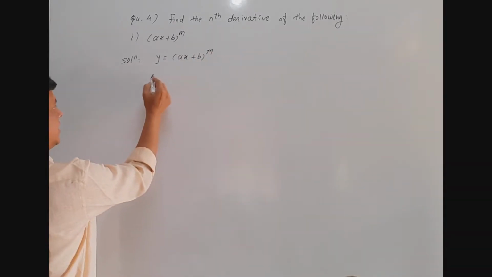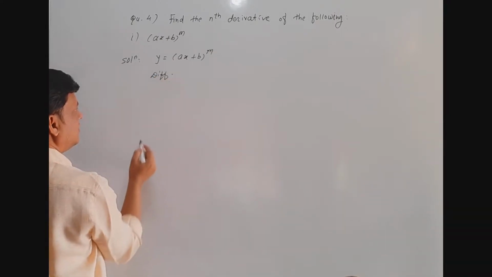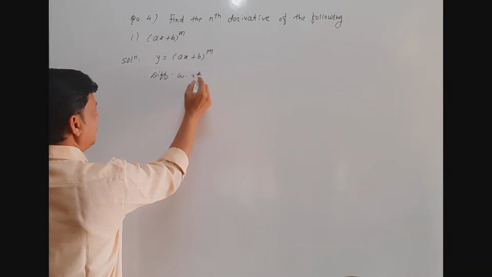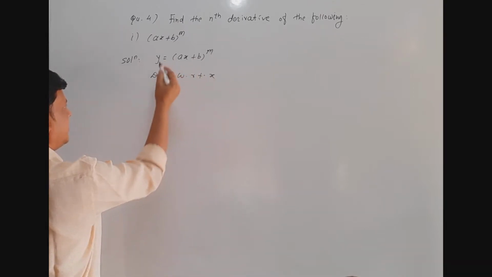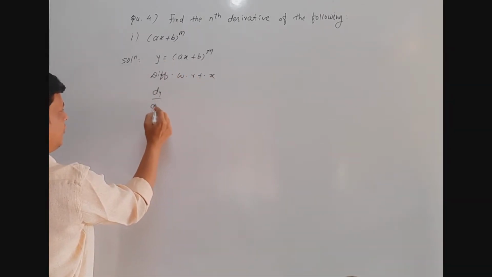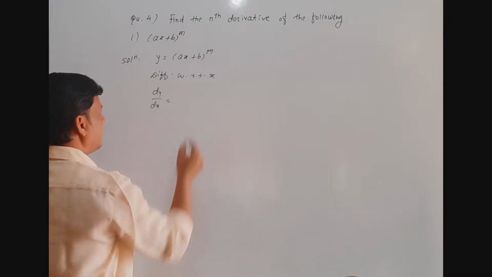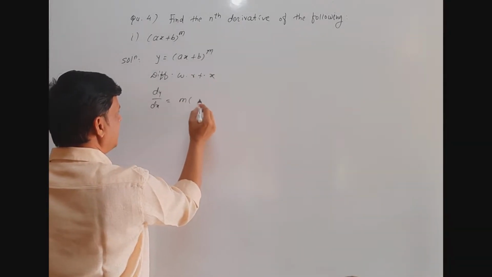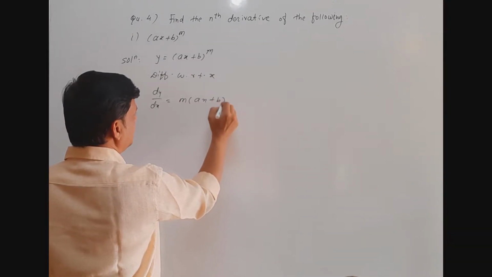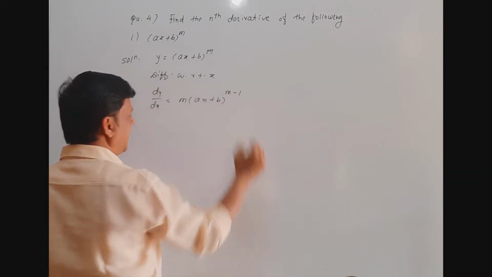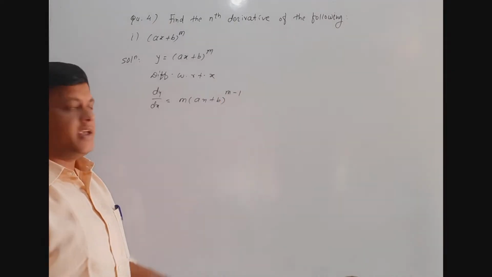So differentiate this with respect to x first. After differentiating, we get derivative of y as dy by dx. Here we write power in multiplication. So write (ax + b) raised to the power m minus 1. That means we apply here power rule first.